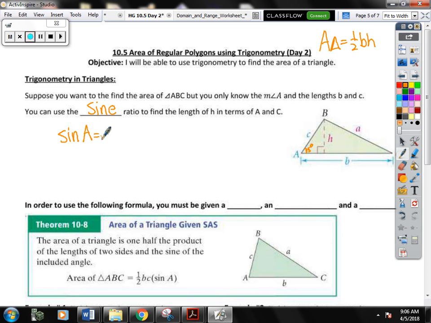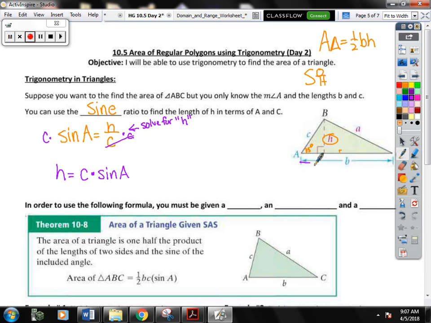Sine, if you recall, is opposite over hypotenuse. So that would be H, which is our opposite, over our hypotenuse, which is C. And then we're going to solve this for H. What would I do to both sides to solve for H? Marquise? Good, you see division by C, so you would multiply by C. So that tells me that the height of my triangle is C times sine A.